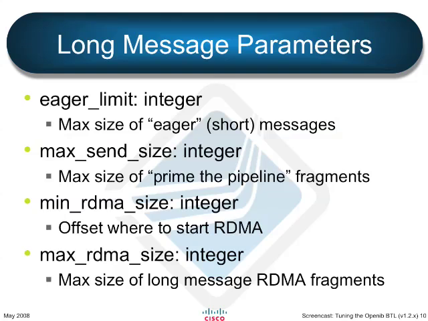So here are the parameters that cover these kinds of things. Eager limit is the maximum size of short messages. And this is basically the size of that first fragment there. The max send size is the size of the phase 2 fragments, the green fragments in the prior slide. And then the minimum RDMA size is the offset where to start doing RDMA. So it basically covers how much the match fragment and the second set of fragments, the send fragments, are going to be used before we switch over into RDMA. And then the max RDMA size is the size of the RDMA fragments.